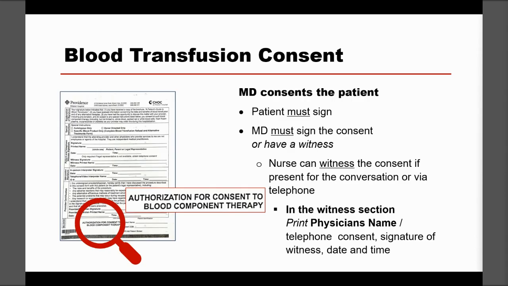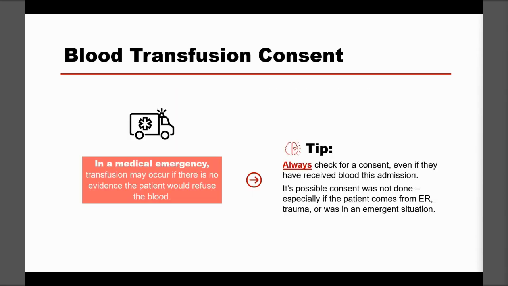It is important to know that in medical emergencies, it is allowed to give a transfusion if there is no evidence that the patient would refuse the blood. So my hot tip is to always check for a consent, even if they've already received blood this admission. It is not safe to assume, oh, they've gotten blood this admission, they have a consent. Sometimes that is not the case, especially if the patient comes in from ER, they were a trauma, or there was an emergent situation where the patient required blood.